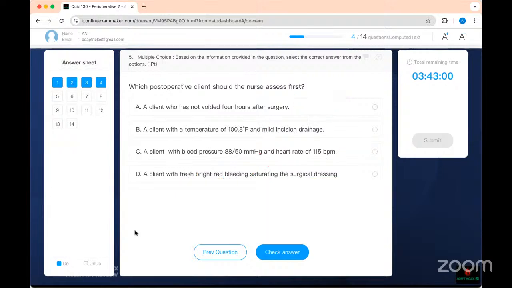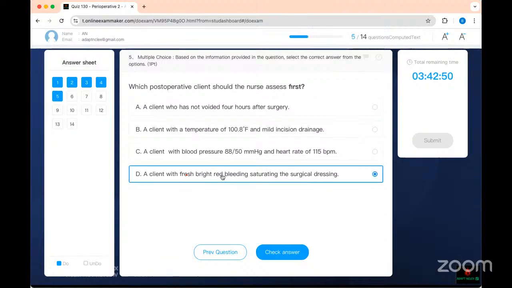Like I said, you got to be sharp. If I'm the nurse, I'm going to see this patient. The active bleeding patient needs to be seen. You got to fix the bleeding. She's actively bleeding. It's fresh blood, red blood, and it's saturating. When he says saturating, that means it's ongoing. It's active bleeding that is saturating the surgical incision.